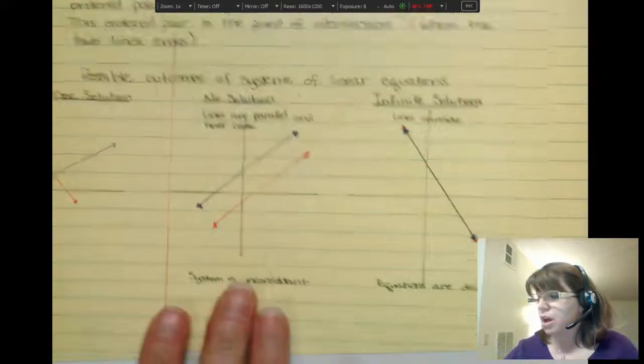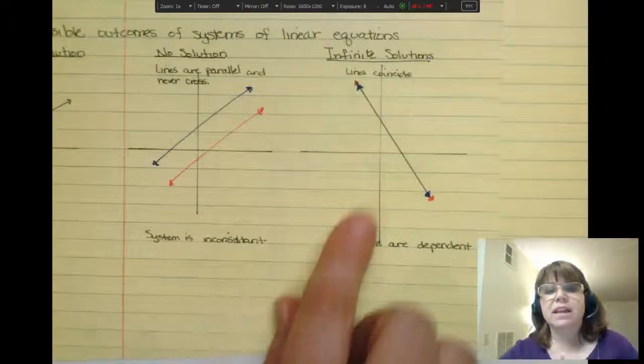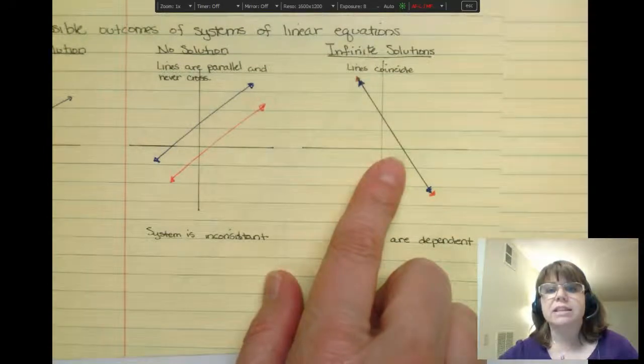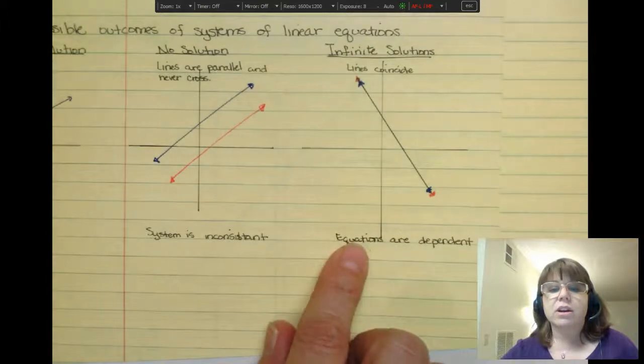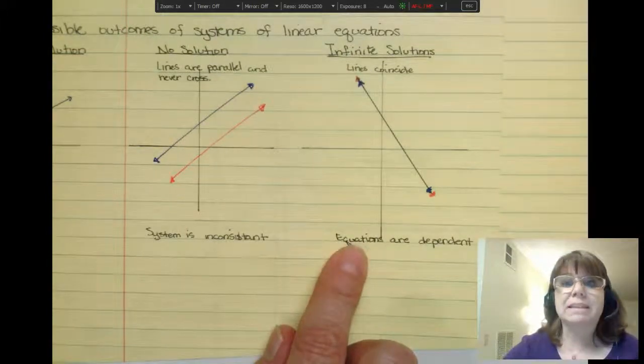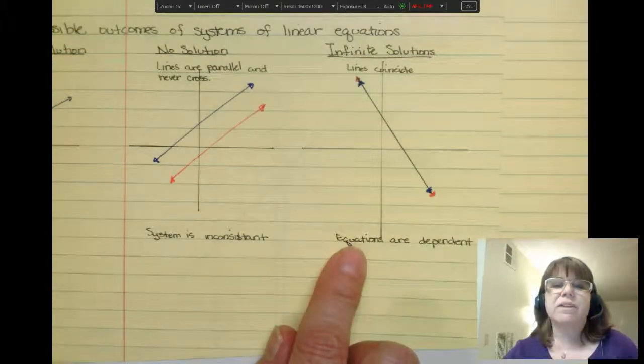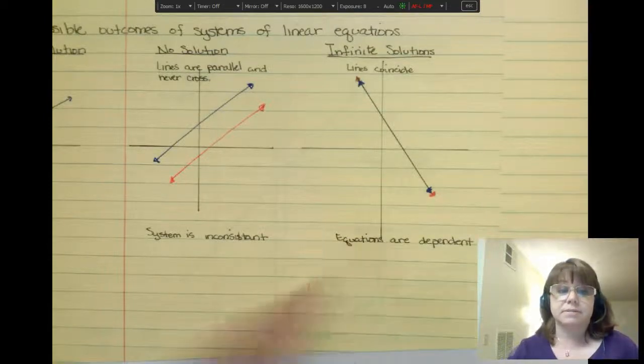The third option is that the lines are exactly the same line. The lines coincide. That means they sit on top of one another. The equations are dependent. That means that every single point on the line is a solution to the system. Therefore, there are infinitely many solutions.